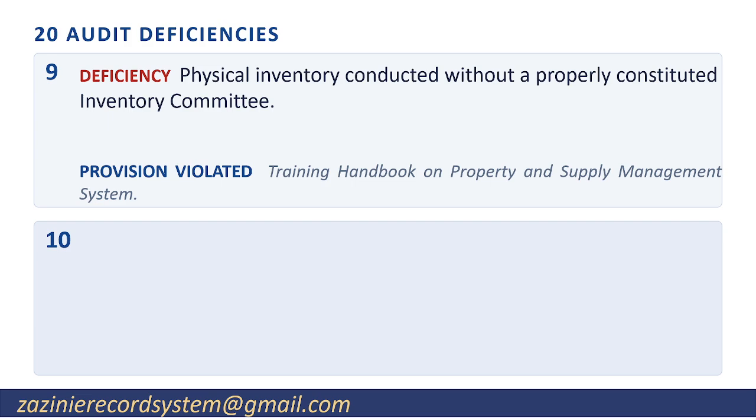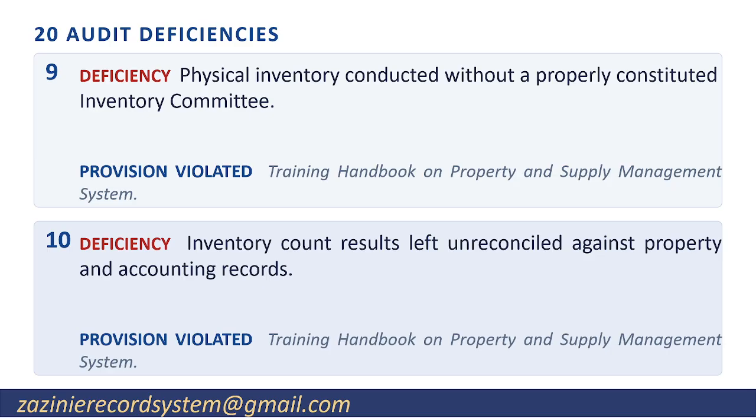Number 9. Deficiency. Physical inventory conducted without a properly constituted inventory committee. Number 10. Deficiency. Inventory count results left unreconciled against property and accounting records. Next slide.